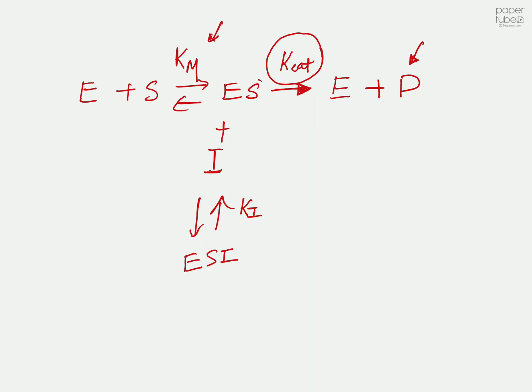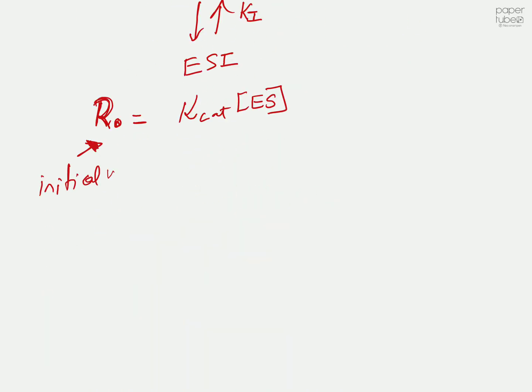Okay. So again, similar to Michaelis-Menten kinetics, your rate of reaction, or maybe we can call this initial velocity, like we used to call for all the enzymatic reactions, initial velocity R0 will be equal to K catalyst multiplied by the concentration of your enzyme substrate complex. So R0, that's our initial velocity. Hope you are fine up till this point. This is same for all the processes.